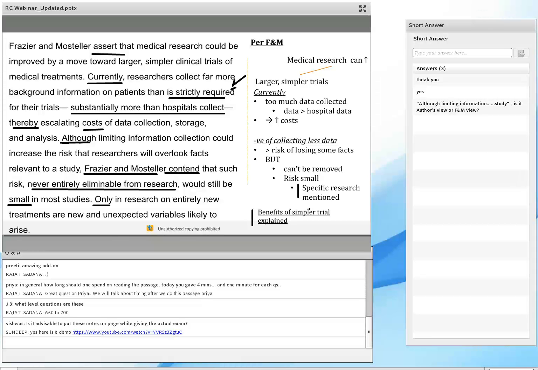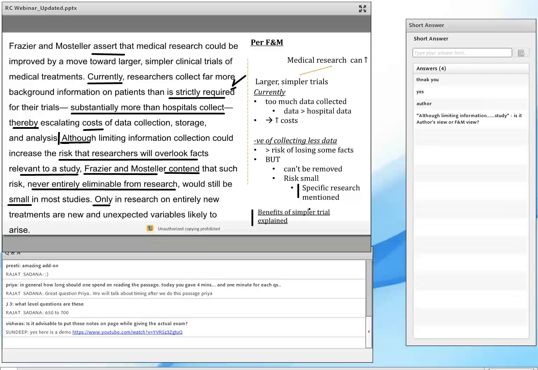Who has this question? Lohit says, although limiting information could increase the risk that researchers would overlook facts. So this is what the author really says. He's saying, although when you collect fewer variables, you would think that it would increase the risk. Okay, that's what the author says. But then F&M say that that's not the case. Lohit, does that help? So this part is the author. The other part, the justification, is F&M's.